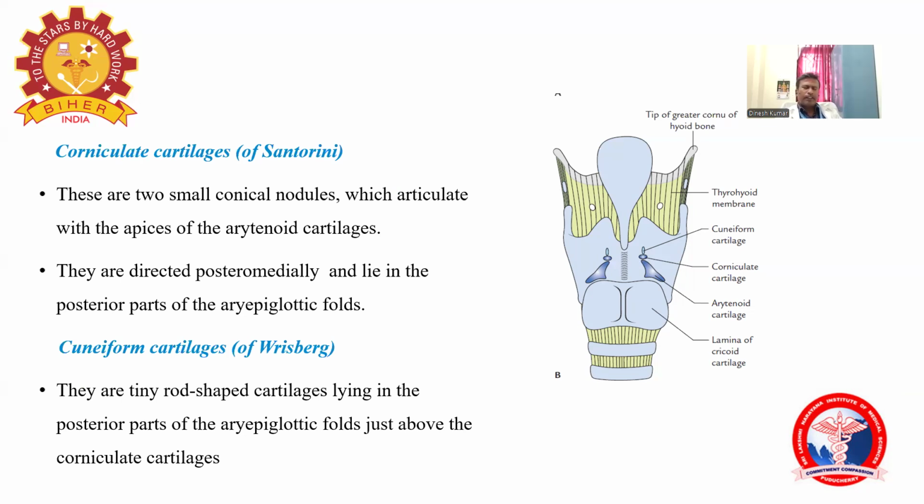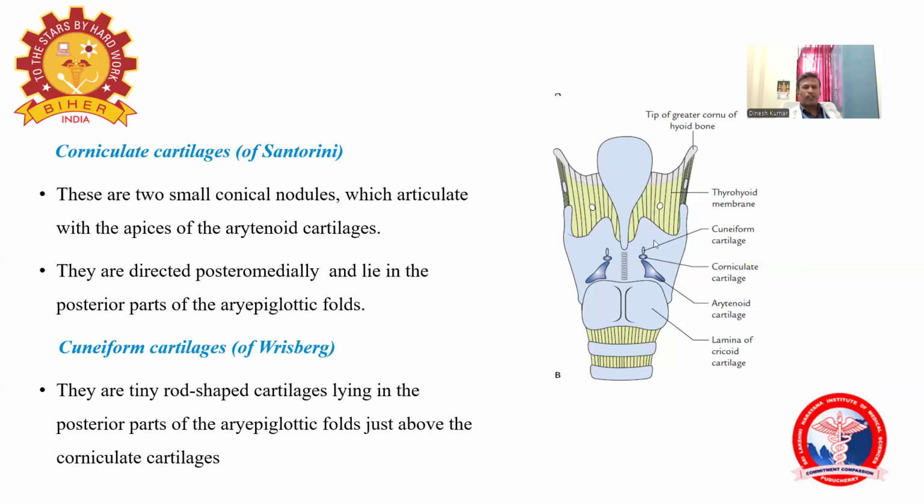Next is the cuneiform cartilage. The other name of the cuneiform cartilage is the cartilage of Wrisberg. It is a tiny rod-shaped cartilage lying in the posterior part of the aryepiglottic fold, just above the corniculate cartilage. See, this is the cuneiform cartilage. Below the cuneiform cartilage, you can see the corniculate. Below the corniculate, you can see the arytenoid cartilage.